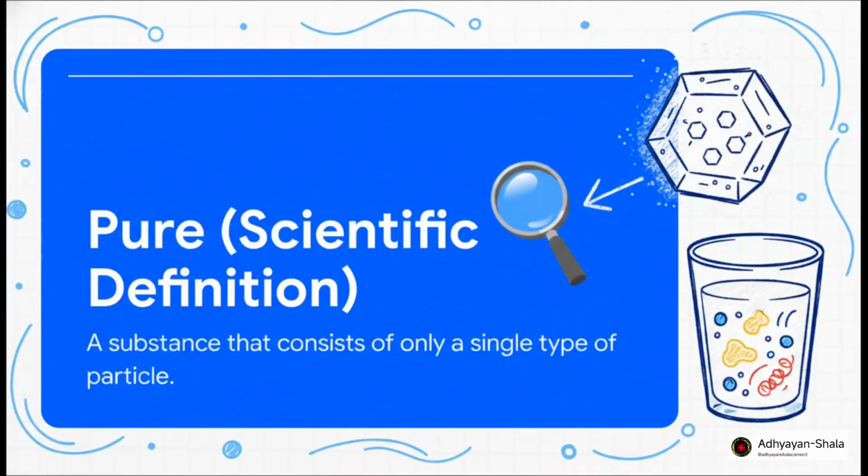So here's the deal. Scientifically speaking, something is pure only if it's made of a single type of particle, just one. So think about a sugar cube. That's pure. Why? Because it's all just sugar molecules, all the same. But milk? No way. It's a whole party in there. Water, fat, proteins. You see what I mean? And that key difference is exactly what we're going to break down.